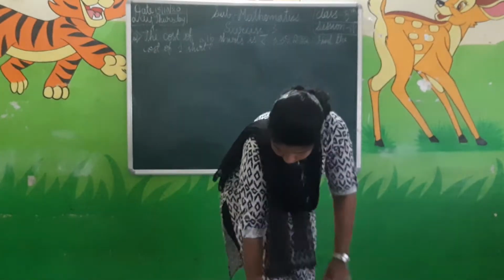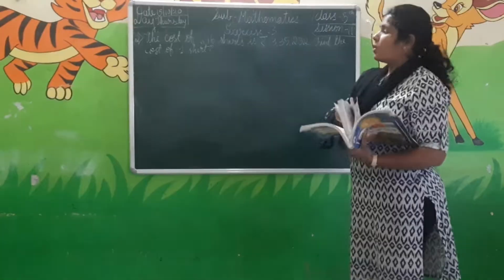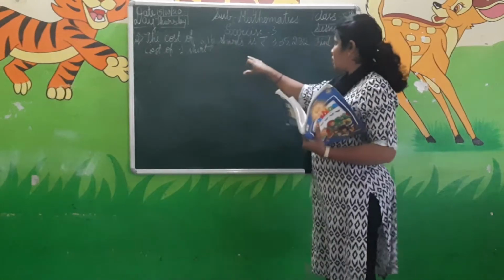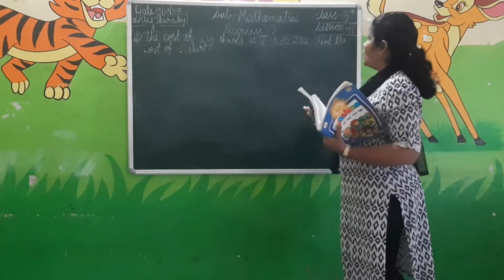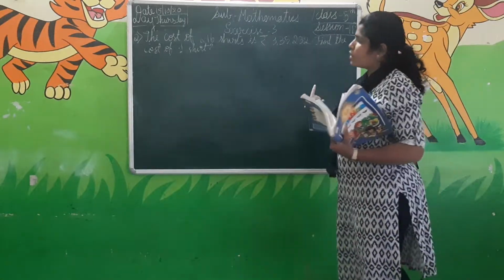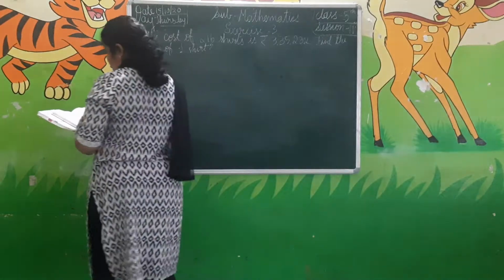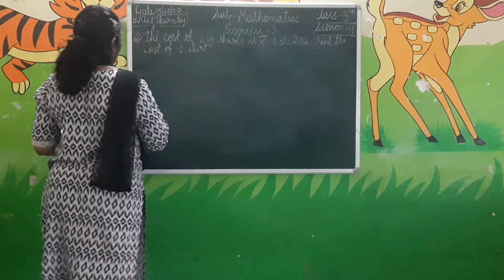Second question: what they have given is the cost of 216 shirts. The cost of 216 shirts is rupees 3,35,232. Now we have to find the cost of each shirt, means the cost of one shirt. So to find the cost of one shirt, we should divide.